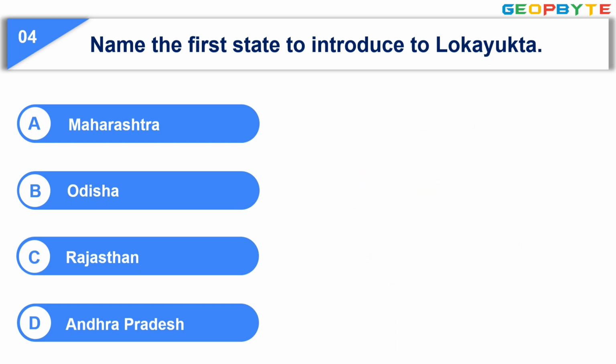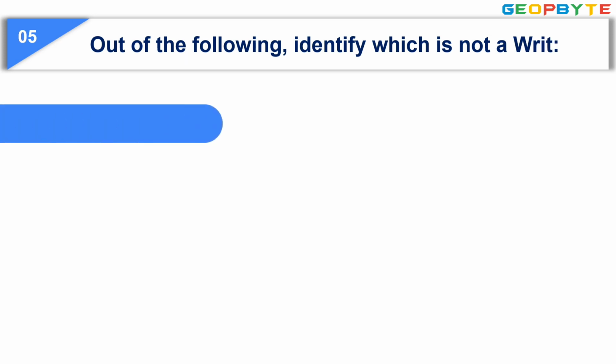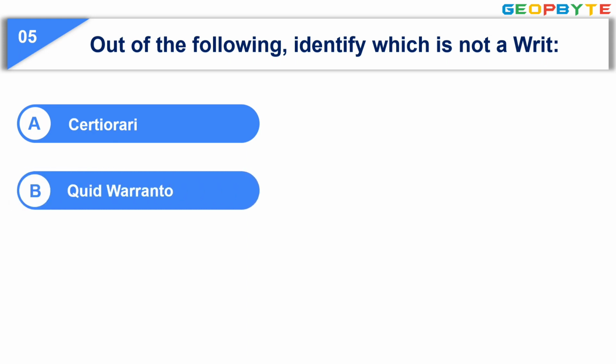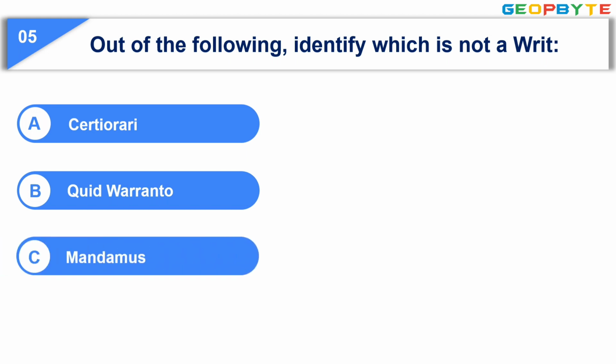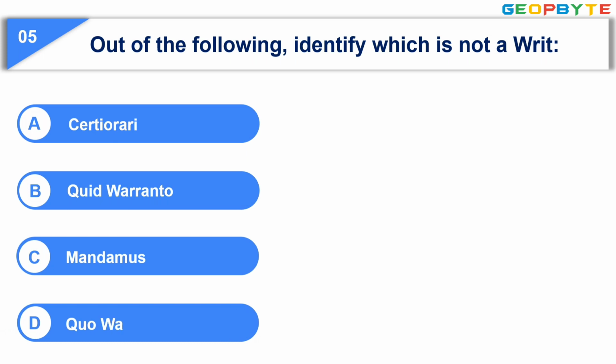Your time is up, and the correct answer is Option A, Maharashtra. The fifth question is: out of the following, identify which is not a writ. Option A, certiorari. Option B, quid warranto. Option C, mandamus. Option D, quo warranto. Your time starts now.